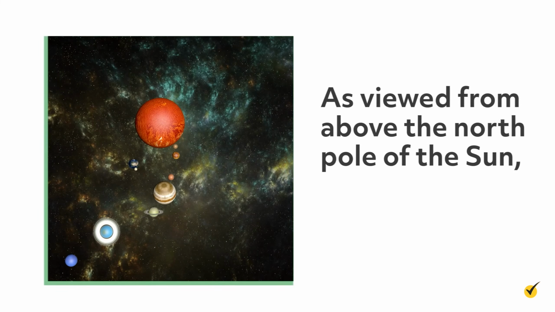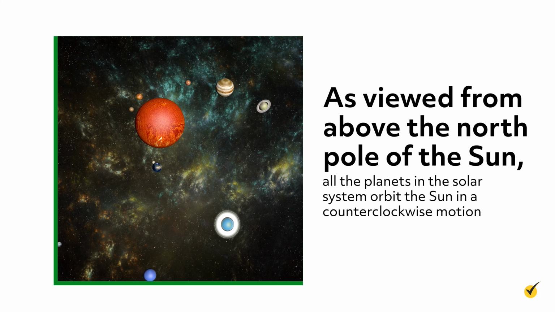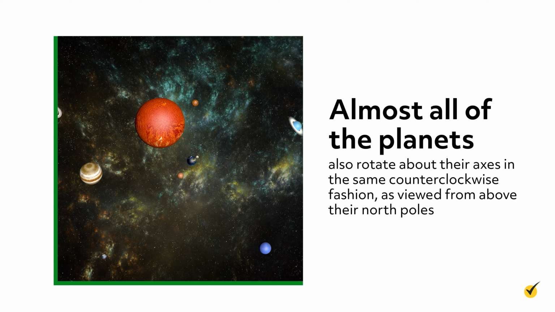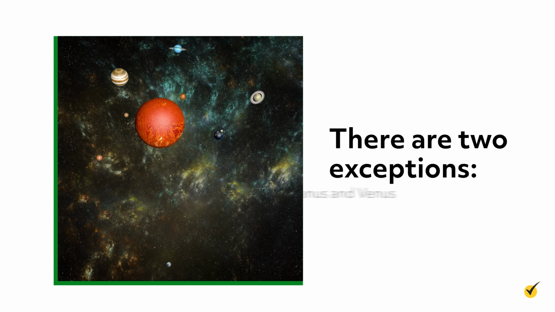As viewed from above the North Pole of the Sun, all the planets in the solar system orbit the Sun in a counterclockwise motion. Almost all of the planets also rotate about their axes in the same counterclockwise fashion, as viewed from above their north poles. There are two exceptions, Uranus and Venus.